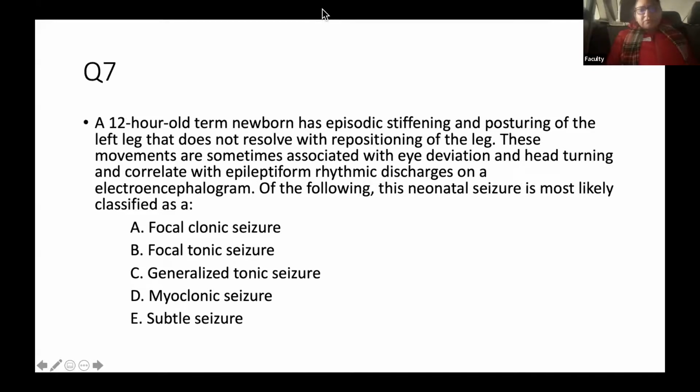Some of them have written the correct answer, that it is a focal tonic seizure. What has happened is that the whole body has not gone into stiffness. Only that leg is stiff, and that is sometimes associated with only eye deviation. So it is still a focal tonic seizure. It is not a generalized tonic seizure. Of course, clonic seizure is different, myoclonic would be just twitching, and subtle seizures will be only deviation of the eyes. So this is not a generalized tonic, okay?